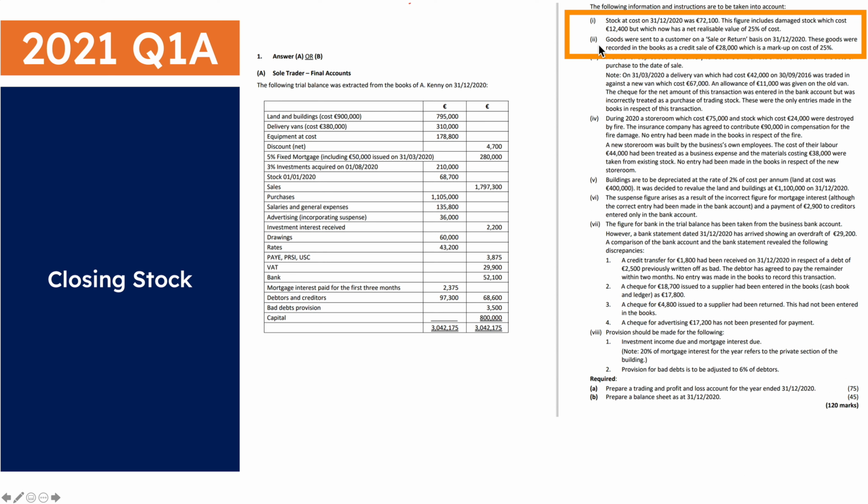And then number 2, goods were sent to a customer on a sale or return basis on the 31st of the 12th, 2020. These goods were recorded in the books as a credit sale of 28,000, which is a markup on cost of 25%.